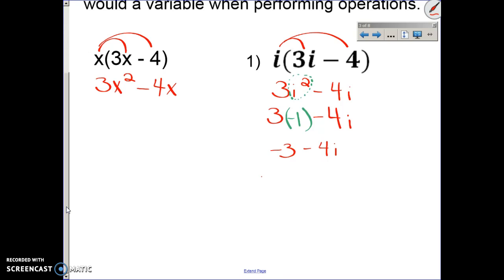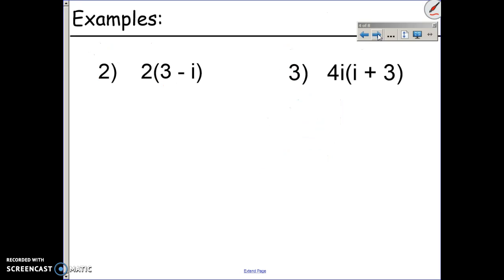Do not replace it if it's just i. You only replace i squared. I'm going to say it again. You do not replace i with the square root of -1. You only replace i squared with just -1. That's the only time you replace. Okay, feel free to pause there if you need to.